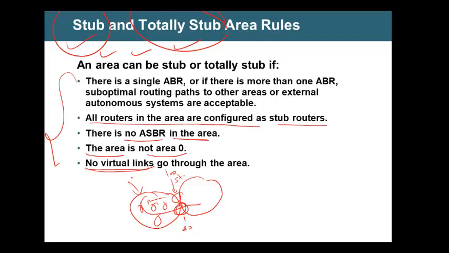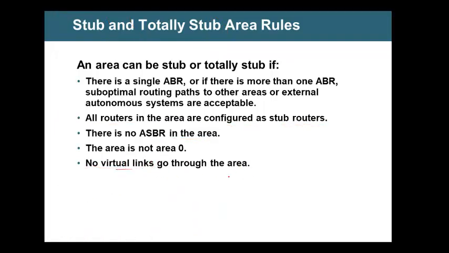So the area should not be a virtual link. Actually, we can convert an area to be a virtual link, and that's what we will learn. If an area is used as a virtual link, or to make it simple, they have said a virtual link should not go through the area. If there is a virtual link going through the area, then that area is not eligible to be a stub area or totally stub area.